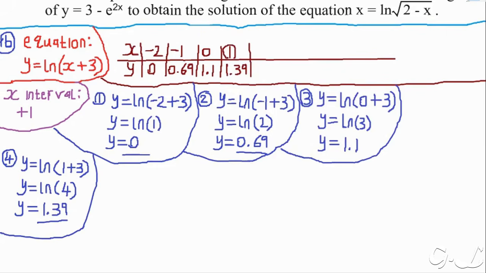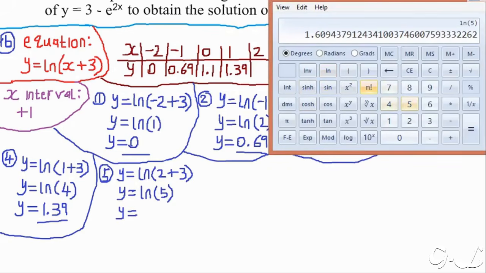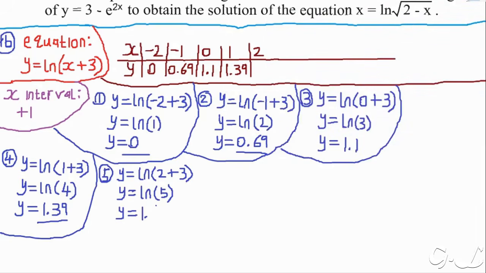Again, 1 plus 1 is equal to 2. So you have to replace x with 2 again. When you replace, it will give you the value of 5. So natural log of 5 is 1.61 when you round it off. So the y coordinate is 1.61.